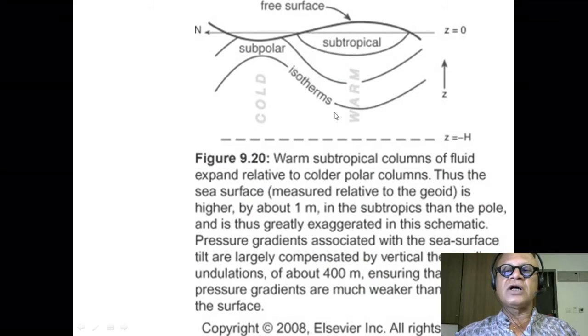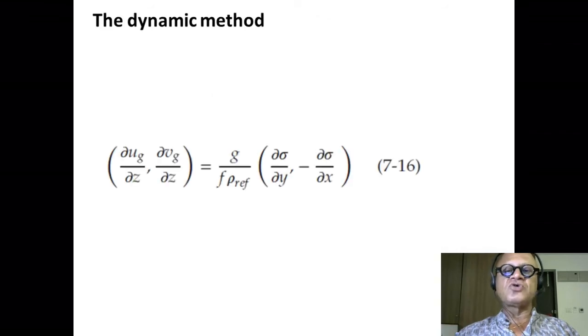Okay, so that's the steric effect, and this was our compensating effect between the deep ocean pressure gradient and sea level pressure gradient to produce near zero currents at depth. Is there another way to do it? There is. It's called the dynamic method.